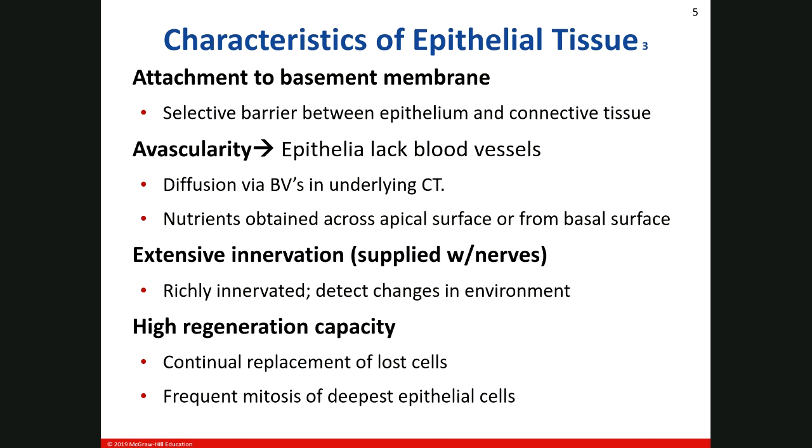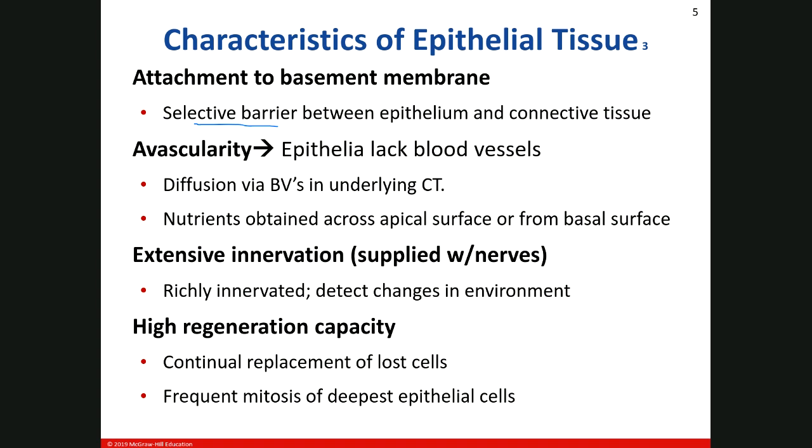So, a couple more characteristics here. All epithelial tissue, all right? If it's simple, every single cell is going to attach itself to the basement membrane. If it's stratified, only the basilar layer will attach to the basement membrane. The basement membrane is a selective barrier between the epithelium and the underlying connective tissue.